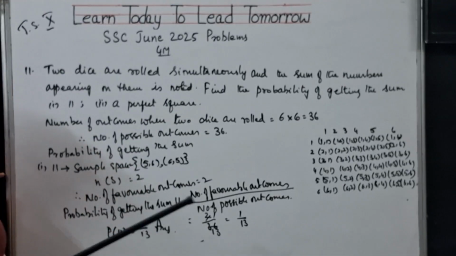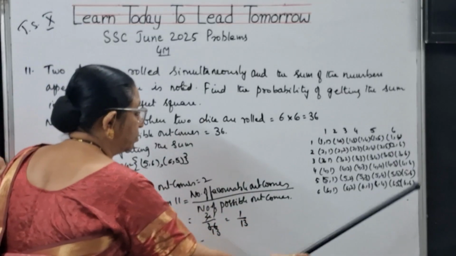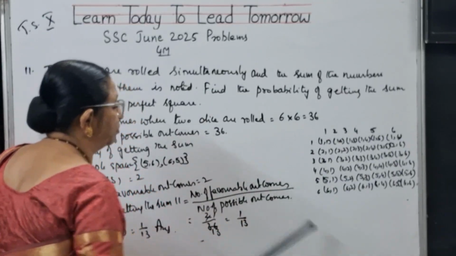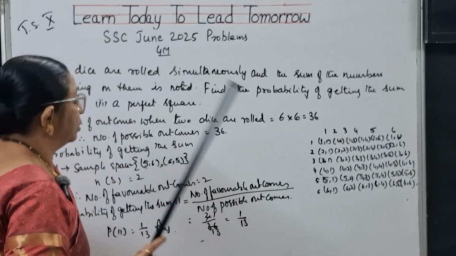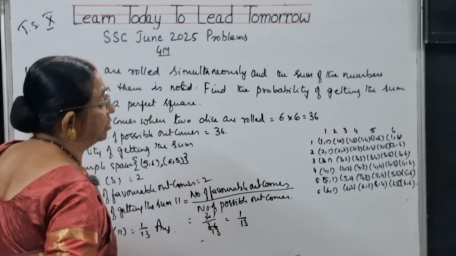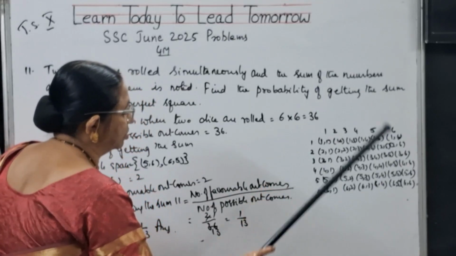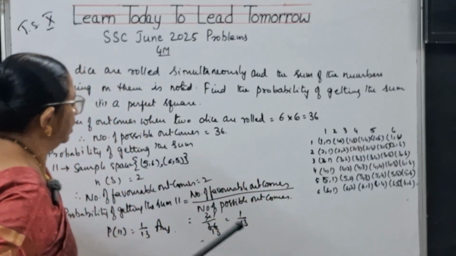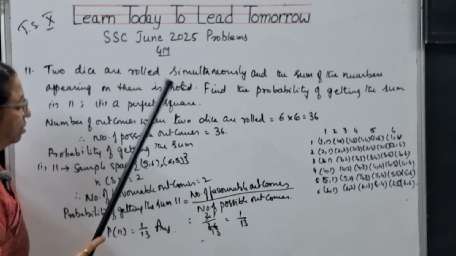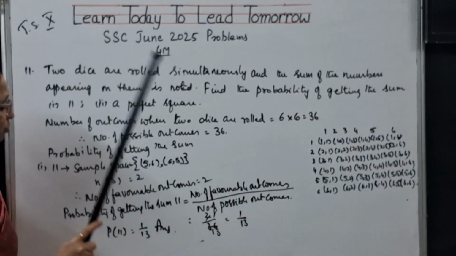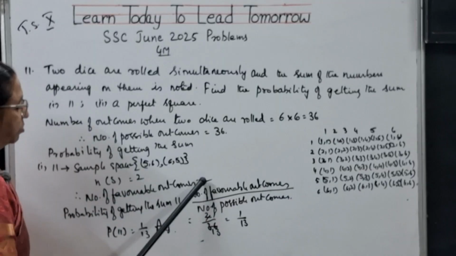Sample space I should write. So I have drawn this table, this checkerboard, so that it will help you to find out the sum very easily without any tension. You can do it. So we know that 5, 6 is 11 and 6, 5 is 11. So we have taken them as sample space, that is n of S is 2. That is, favorable outcomes are 2.